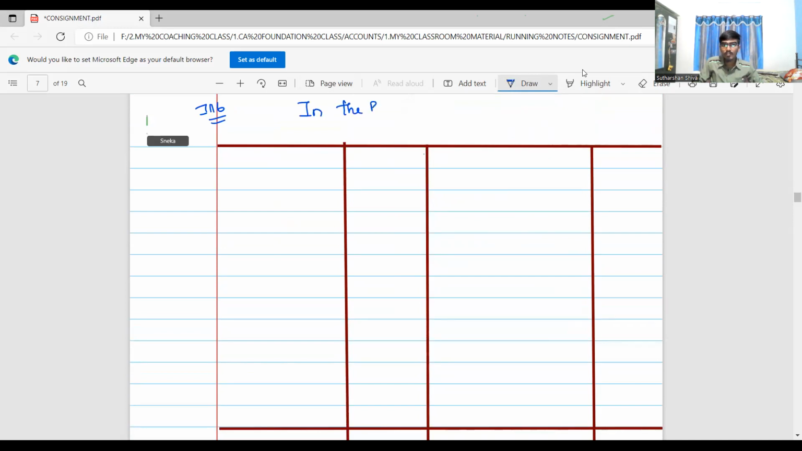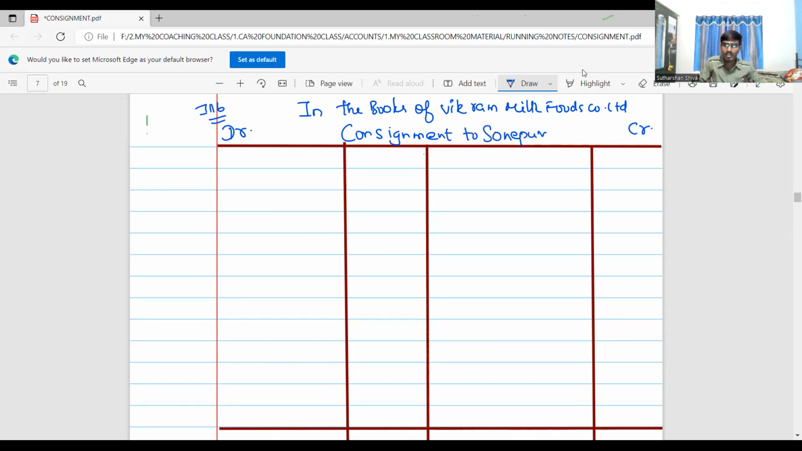In the books of Vikram Milk Food Co Limited, credit, debit, consignment account. You can write consignment to Sonpuri, you write anything, it is preferable. Based on your wish, you can write particulars column, rupees.